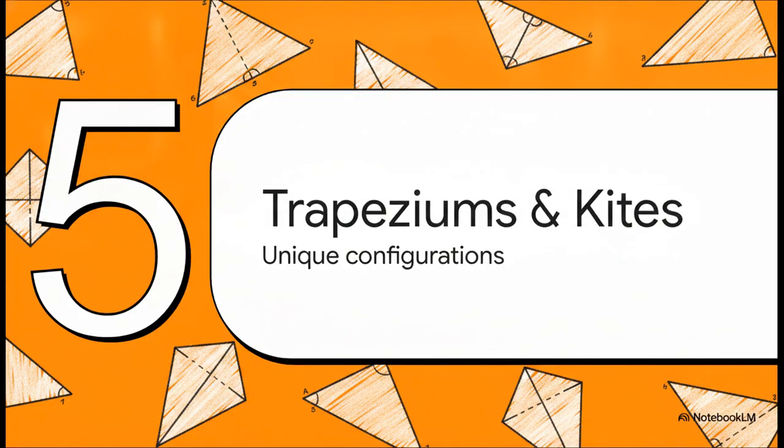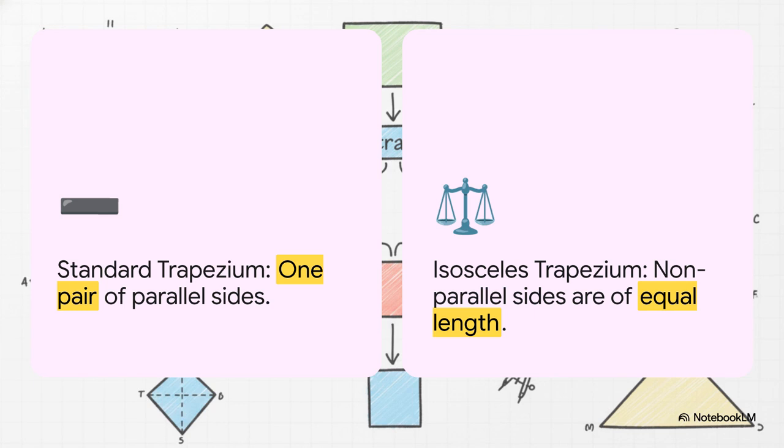Up next, Section 5, Trapeziums and Kites. So let's look at the trapezium. A standard trapezium's main defining rule is that it only has one single pair of parallel sides. And, well, that's it. However, if we look at it through the lens of side lengths, we find a really special variation. An isosceles trapezium still has that one pair of parallel sides, but it adds a totally new rule. The two non-parallel sides must be of exactly equal length. This gives it a beautiful, balanced symmetry that's actually very much like an isosceles triangle.